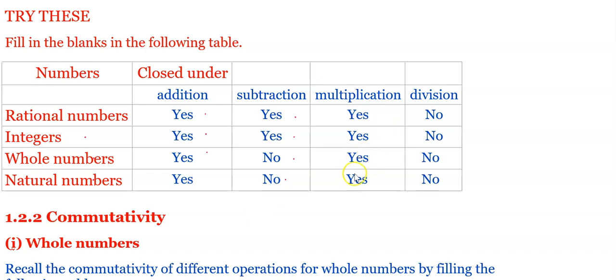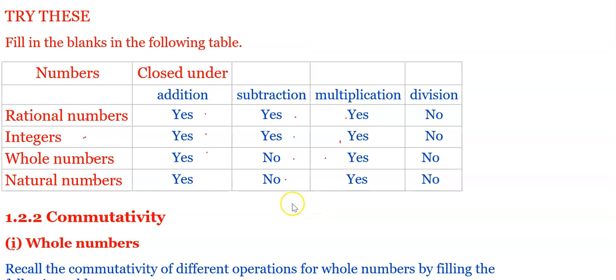Next, multiplication. This property holds for all these numbers. That is, the rational numbers are closed under multiplication. Integers are closed under multiplication. Whole numbers are closed under multiplication. Natural numbers are closed under multiplication.